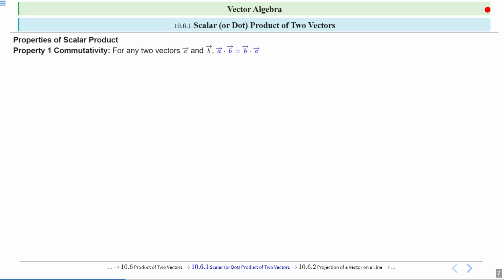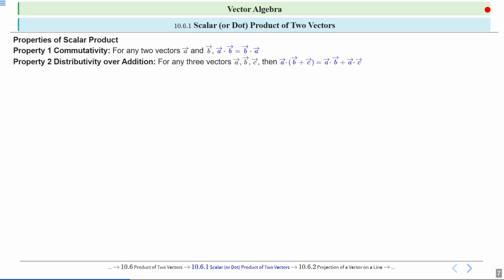So let's start with the first property, commutativity. This property states that for any two vectors A vector and B vector, the scalar product A vector dot B vector is equal to B vector dot A vector. This means the order in which you multiply vectors doesn't matter, similar to how 3 into 4 is the same as 4 into 3 in arithmetic, right?